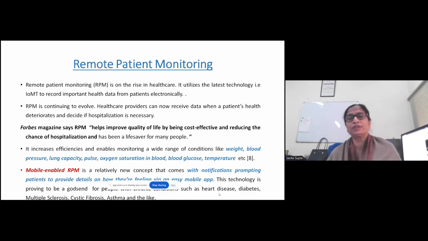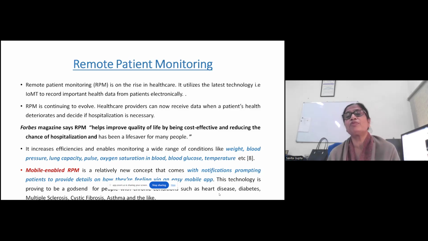So we have already talked about the IoMT, through which we are capable of monitoring a wide range of conditions like weight, blood pressure, lung capacity, pulse, all the patient parameters, that can be sent in real time to the hospitals and analyzed by the healthcare provider. If he feels the patient's health is deteriorating, then he can decide whether hospitalization is necessary or not. So this technology can really reduce the workload on the hospital and avoid unnecessary hospitalization. It is really very cost effective for the patients and improves the quality of life.